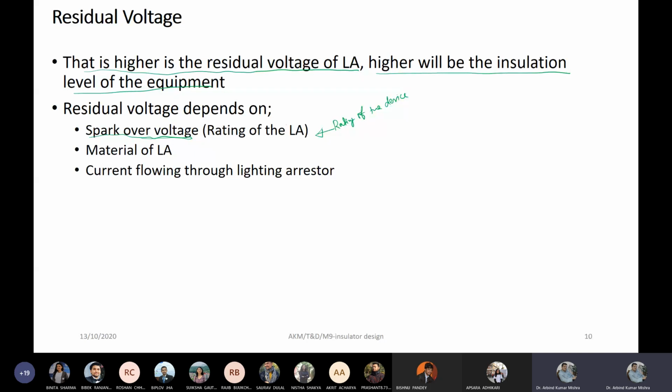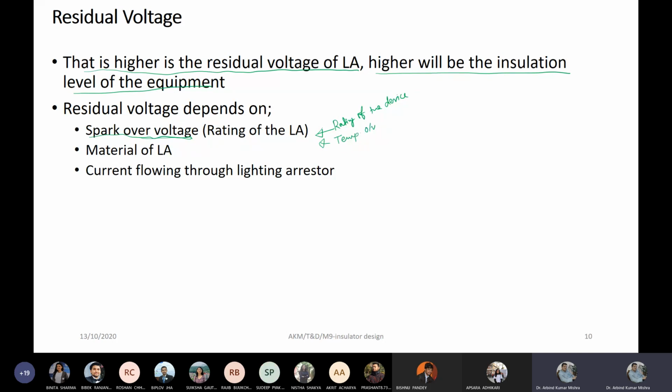So of course the lower rating equipment will have lower spark over, because we can say that for 33 kV and for 400 kV it will not be the same. So that's the one point.